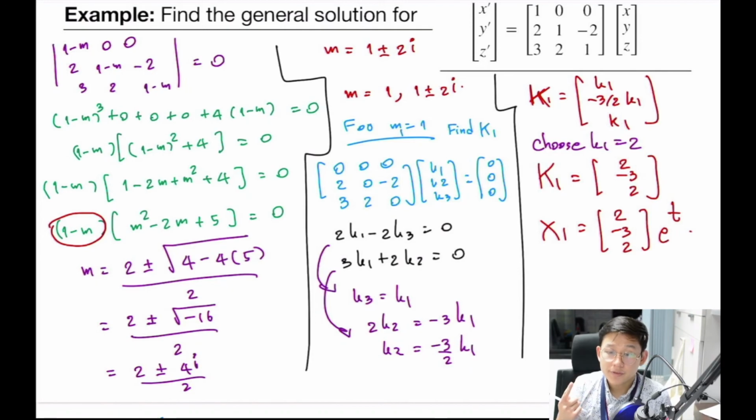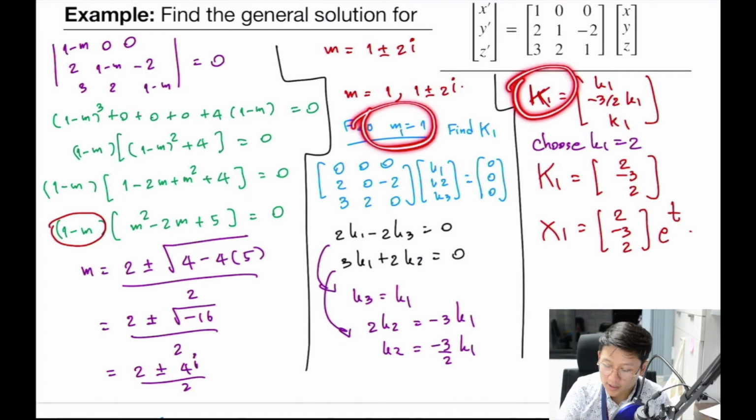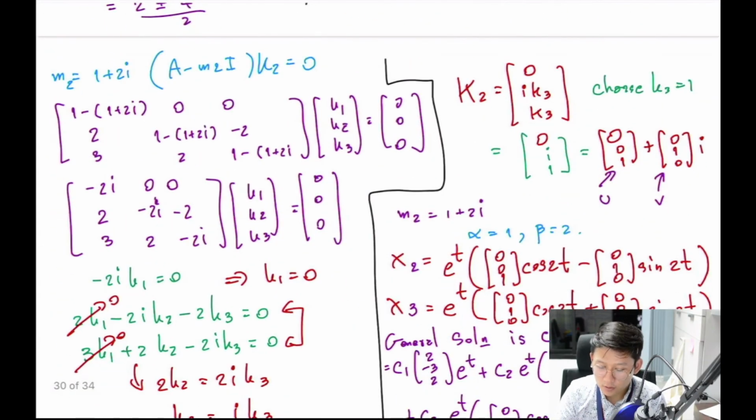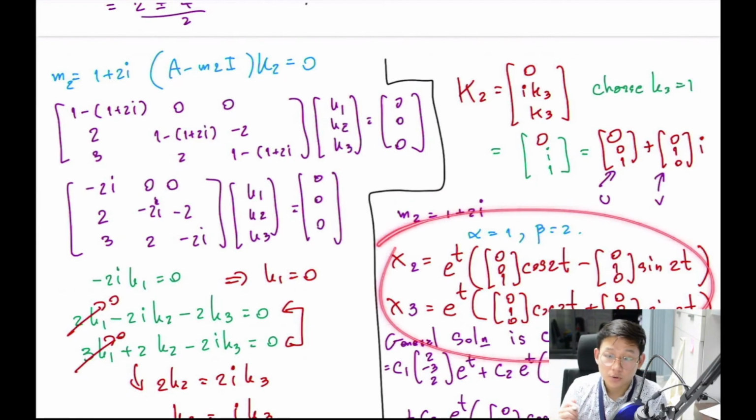I begin with the distinct root, which is 1. That is back to the first case, right? When we get 1 m and you get 1 k and you get the solution. You write k2 and k3 in terms of k1. After that, I look at the complex roots. There are 2 complex roots, 1 plus 2i and 1 minus 2i, but they are conjugates of each other. So you just need to take one of them, and you already obtain two solutions. The other solution is already included in one of these solutions.